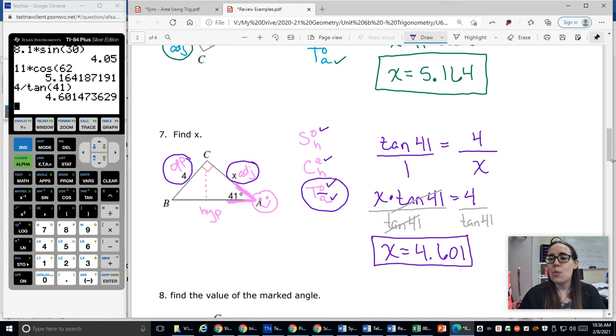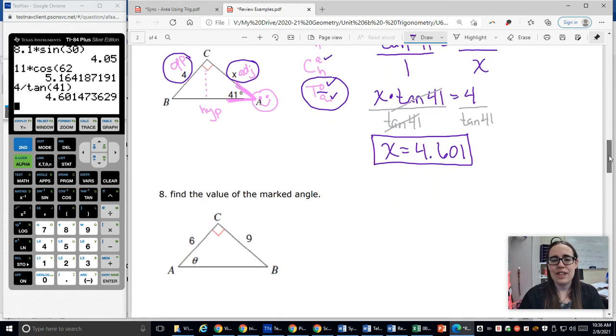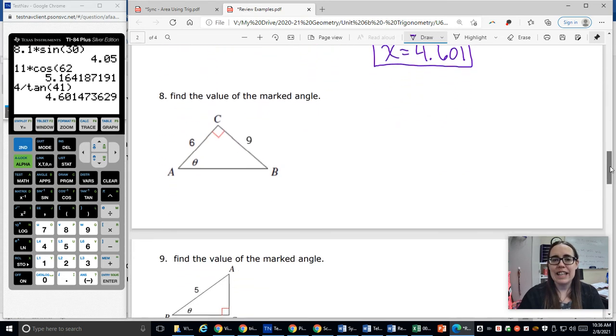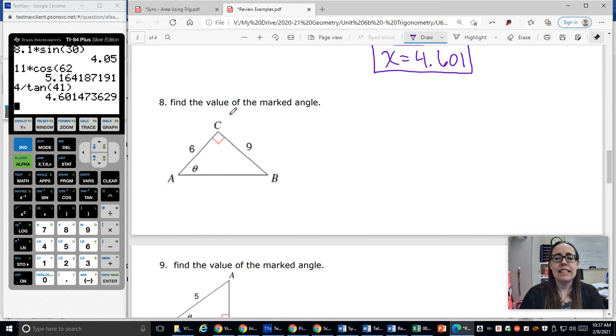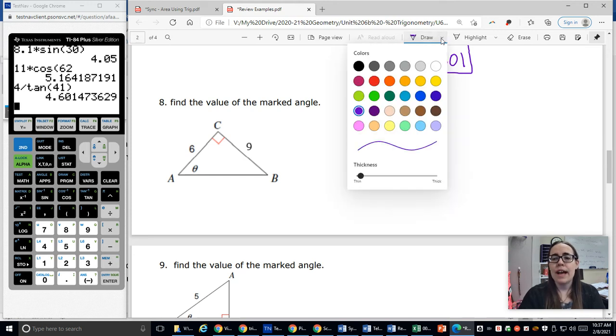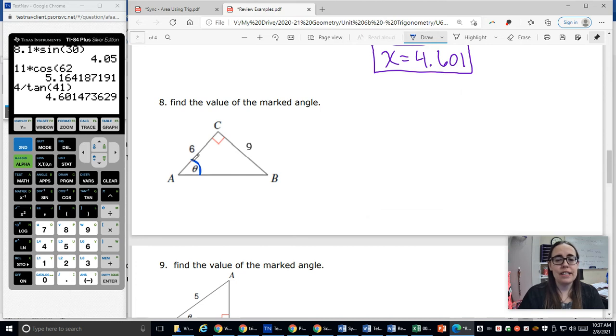Okay, let's look at one more before we move on to the next video. Number 8, look at number 8, it's a little bit different. It says find the value of the marked angle, and there's a little Greek letter in there. That's what we're looking for as our marked angle, this angle right here. That's marked, that's the one we're going to want to find, okay? The little Greek letter there. So that is where my smiley face is going to be.